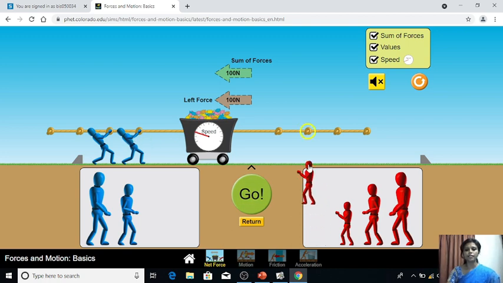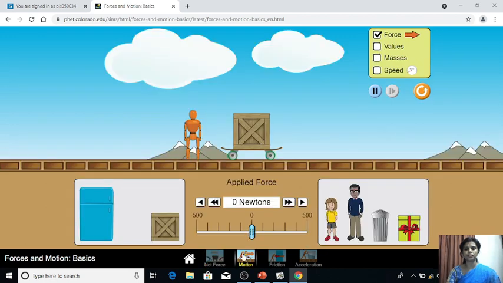Now if I add another person on the right hand side, see here, on the right hand side also some force is applied, which is 50 N. Now, since they are pulling, are they applying force? Yes, of course they are applying force, right? So on the left hand side the force applied is 100 N, and on the right hand side the force applied is 50 N.